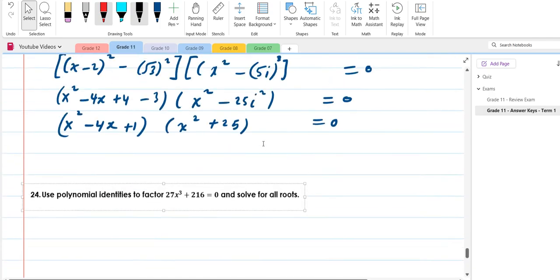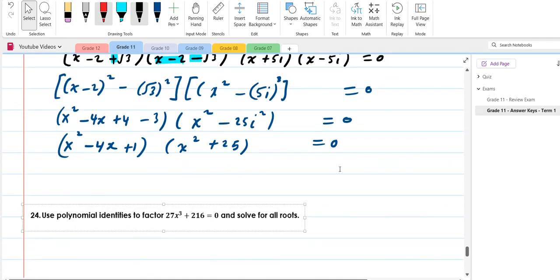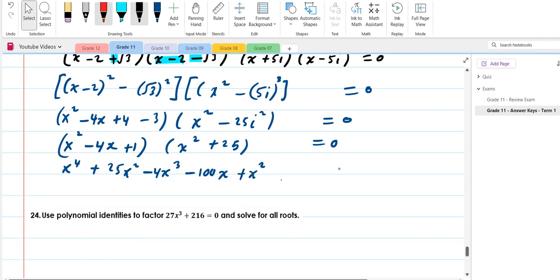Now opening the brackets up and solving the equation, x squared times x squared is x to the power 4. X squared times 25 is plus 25x squared. Minus 4x times x squared is minus 4x cubed. Minus 4x times 25 is minus 100x. Then 1 times x squared is x squared, and 1 times 25 is plus 25, which is equal to 0. Now we solve.